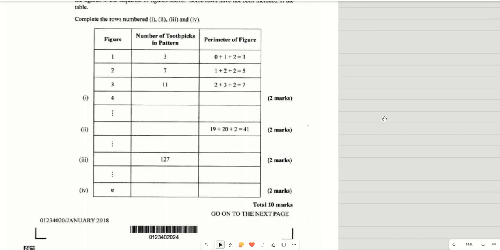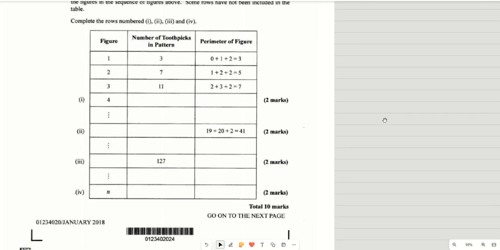The first thing I would do personally is just look at the first 3. We see that we're going from 3 to 7, the difference is 4, and then from 7 to 11, the difference is also 4. So your 4th figure, directly after your 3rd, would be 11 plus 4, which is equal to 15. Then you look at the parameter, going 0, 1, 2, and this would be 3. Then 1, 2, 3, this would be plus 4, then plus 2, that's 4 and 2, 6, and 6 and 3 is equal to 9.